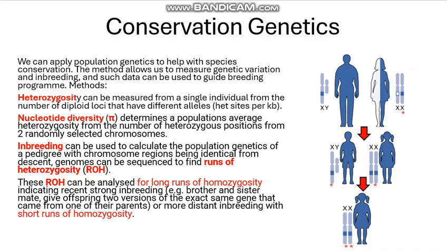These runs of heterozygosity can be analysed for long runs of homozygosity, indicating recent strong inbreeding, for example brother-sister mates to give 2 versions of the exact same gene that came from their parents, or from distant inbreeding with short runs of homozygosity. So I just put kind of an image on the right here.